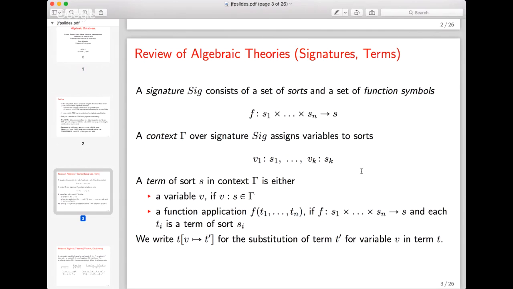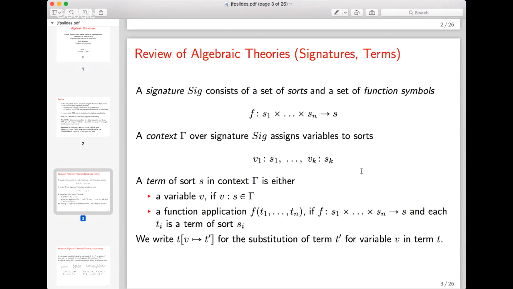Each element in the set of sorts is called a sort, and you have a set of function symbols. We usually write the sorts as s and function symbols using f, and each function symbol has an arity, which is to say it has a list of sorts that you can think of as its domain and a single sort that you can think of as its codomain. For example, we might have a sort natural numbers, in which case the function symbol for addition would be natural numbers times natural numbers to natural numbers.